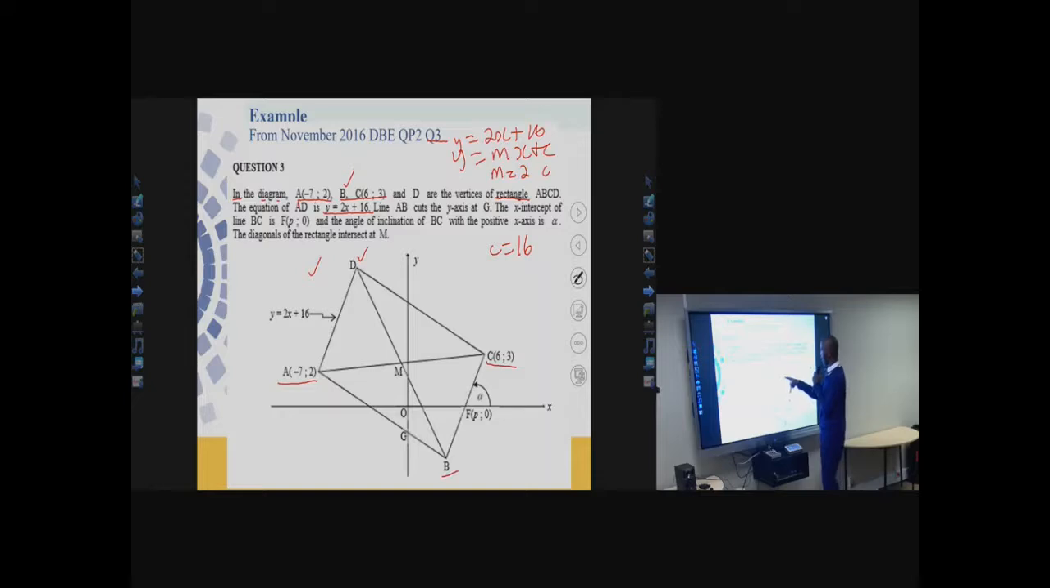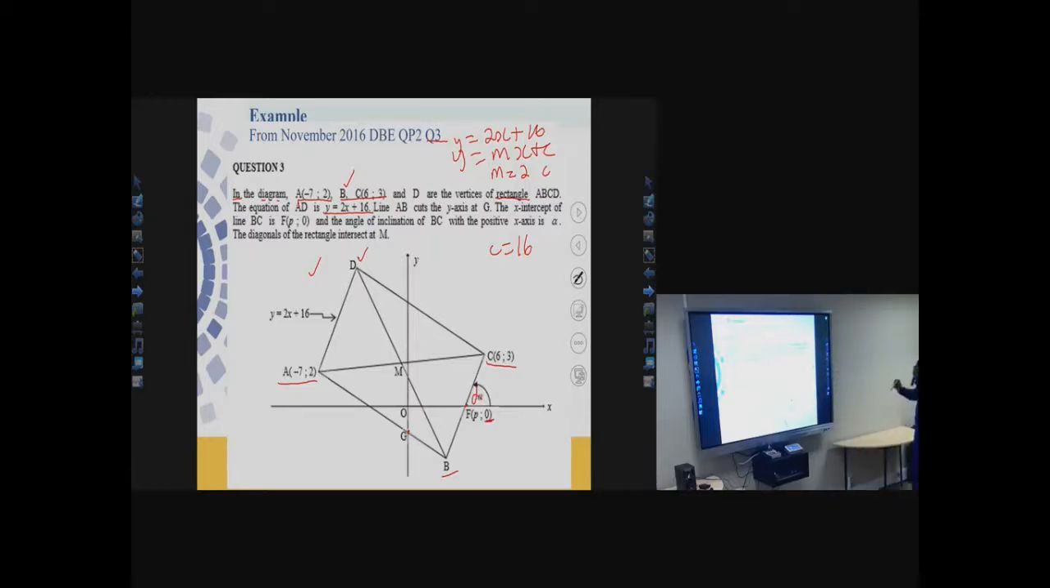Line AB cuts the y-axis at G. Line AB, where is AB? AB cuts the y-axis at G. There. The x-intercept of the line BC is F, which is P and 0. It tells you that there is an x-intercept. Once they say it's 0 here, remember in functions, the y-intercept, x is 0. X-intercept, y is 0, right? And the angle of inclination of BC with the positive x-axis is alpha. As you can see, there is alpha there.